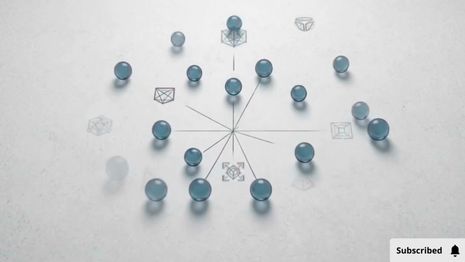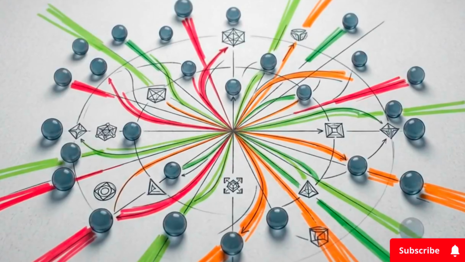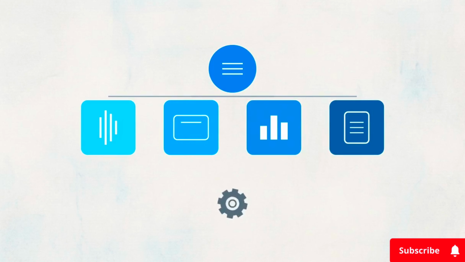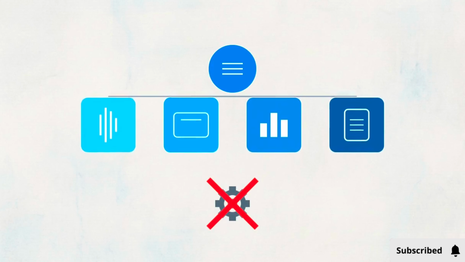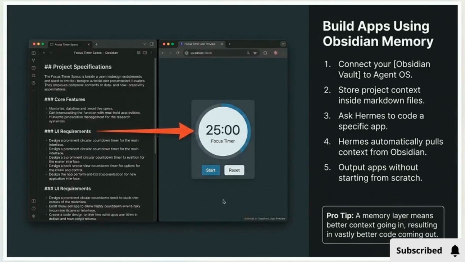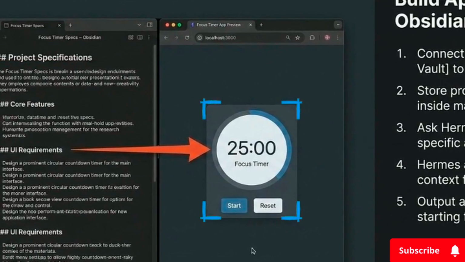Watch as one single core idea rapidly multiplies itself into a massive, branching network of completely varied data formats. Generating 3 or 4 usable pieces of distinct content from a single action removes the manual repetition usually required for cross-platform output. To tie all of this together securely, connect your Obsidian Vault to Agent OS. By storing your project requirements as Markdown files, you give the AI a permanent memory layer, resulting in highly accurate code generation, like this Focus Timer app.